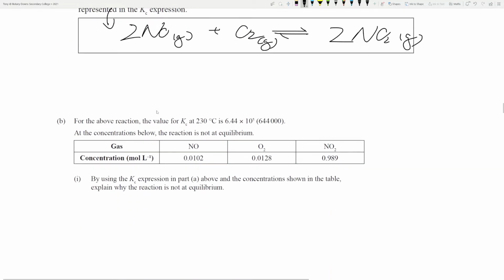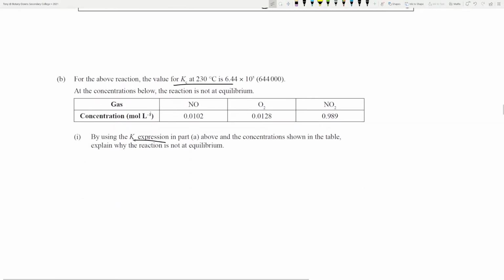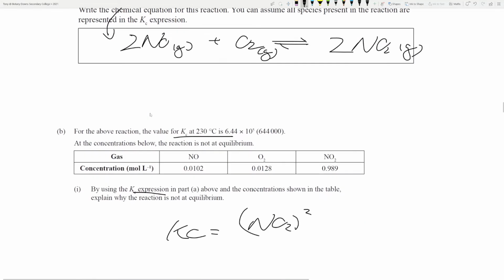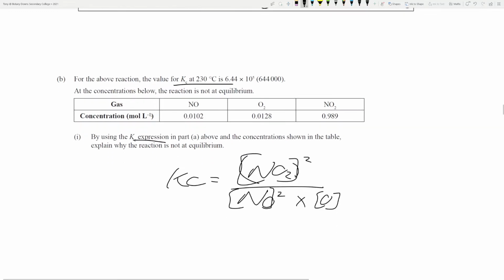So for the reaction above, the Kc is 230 at 6.44 times, using the Kc expression. I'm just going to borrow that number here. Kc equals NO2 squared, divided by NO squared times oxygen. These are the numbers that we got from above. They're just asking you to use the concentrations above, so what you need to do is substitute the numbers in.